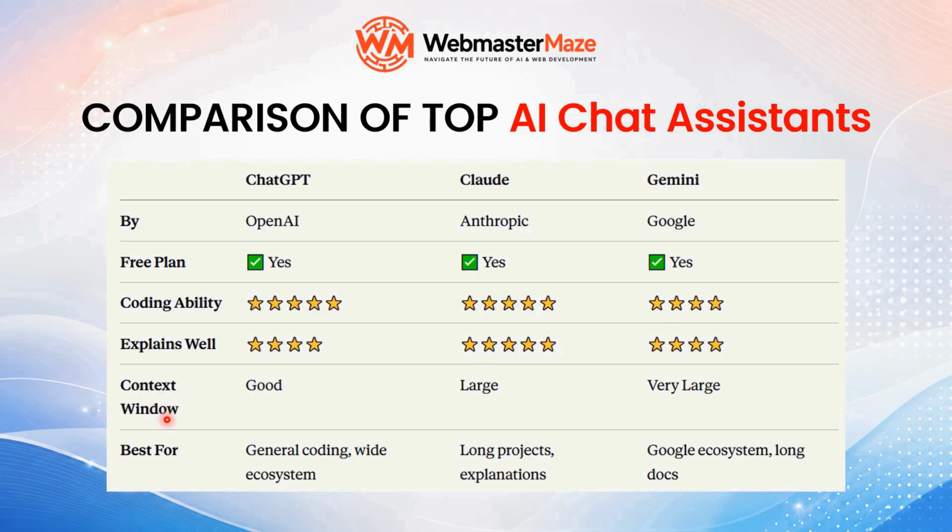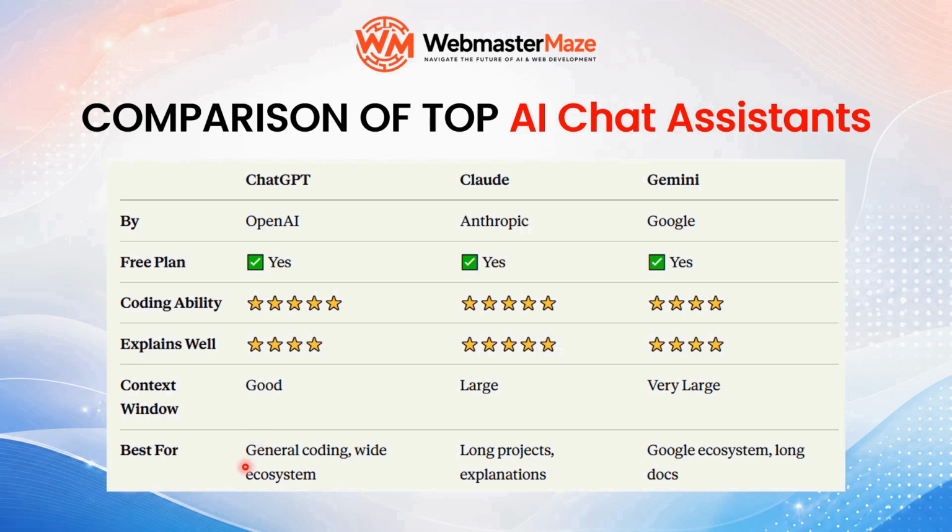A context window is the amount of information an AI can remember and use in one conversation. A larger context window helps it understand longer documents, more code files, and long chats at the same time. In this case, Gemini takes the lead. Claude is also efficient, but ChatGPT can sometimes forget older messages in long conversations. That is definitely not ideal for large, serious projects.